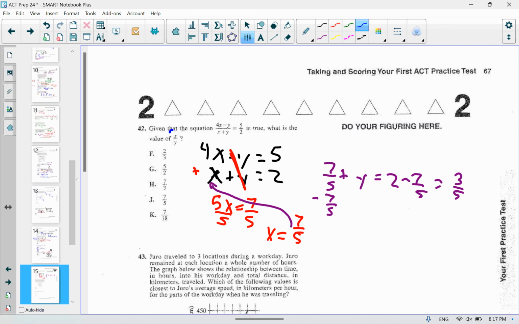And the question is asking what is x divided by y? So 7/5 divided by 3/5. If I'm going to divide a fraction, I just simply flip the second one and multiply. My 5's cancel out, so I end up with 7/3 for letter H.